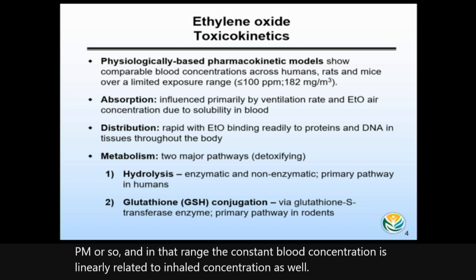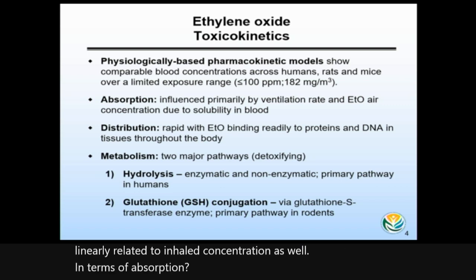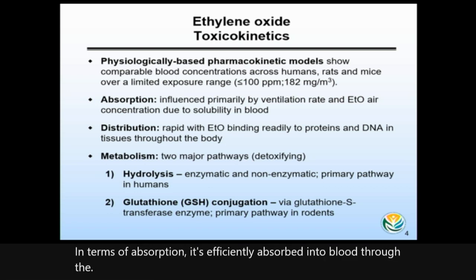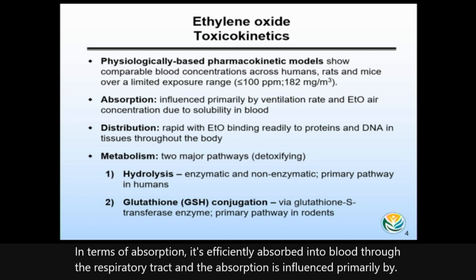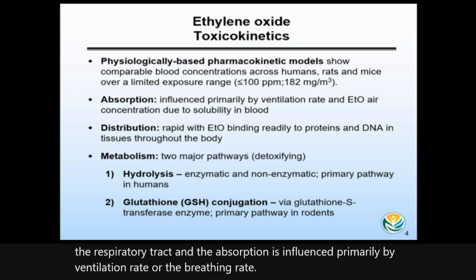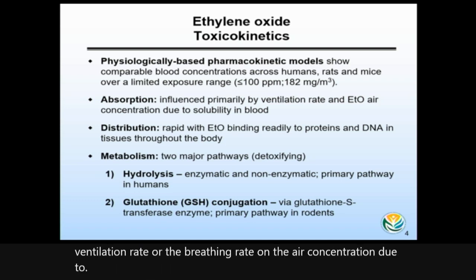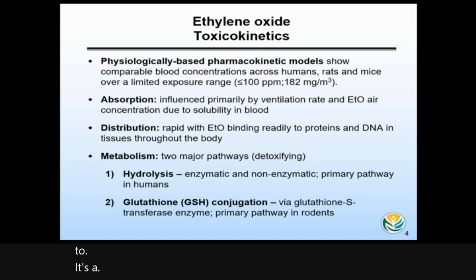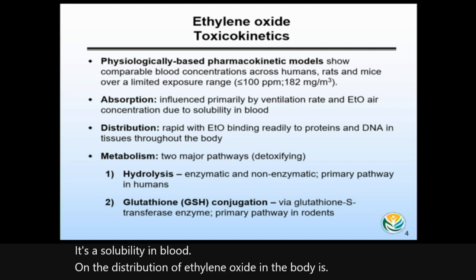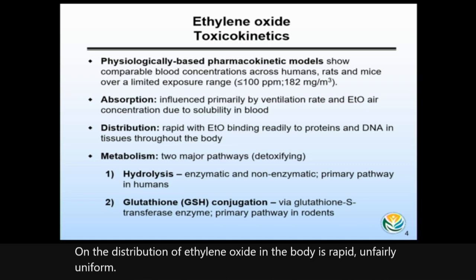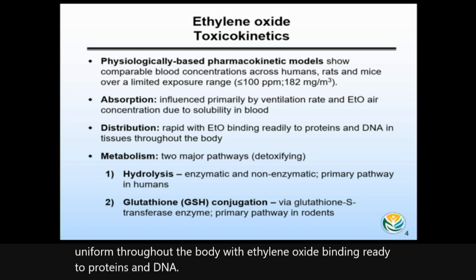In terms of absorption, it's efficiently absorbed into blood through the respiratory tract, and the absorption is influenced primarily by ventilation rate or the breathing rate and the air concentration due to its solubility in blood. And the distribution of ethylene oxide in the body is rapid and fairly uniform throughout the body, with ethylene oxide binding readily to proteins and DNA in tissues throughout the body.